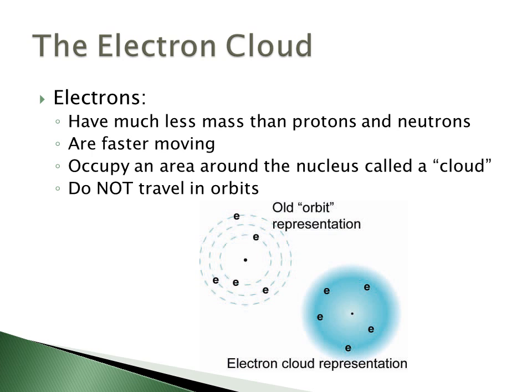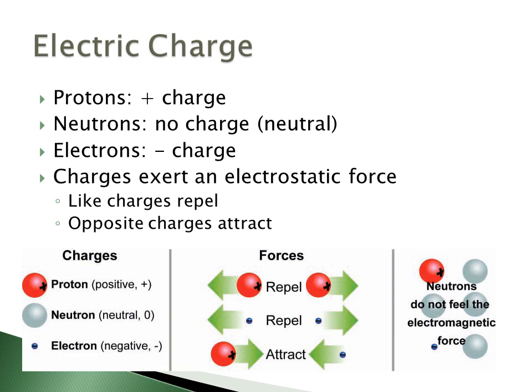The electron cloud houses the electrons, and electrons have, again, much less mass than protons and neutrons, and they are way faster moving. So protons and neutrons just kind of sit in that nucleus, not doing very much, but the electrons are constantly moving around in that cloud. And we call the area a cloud simply because the electrons don't travel in orbits. A cloud is just an area where we're likely to find them.